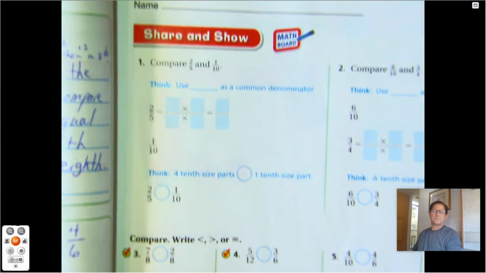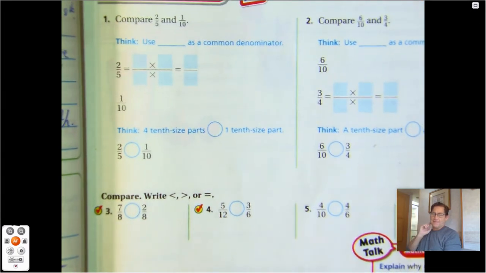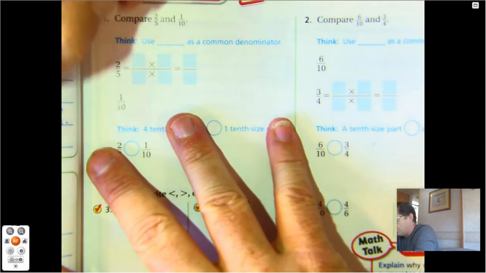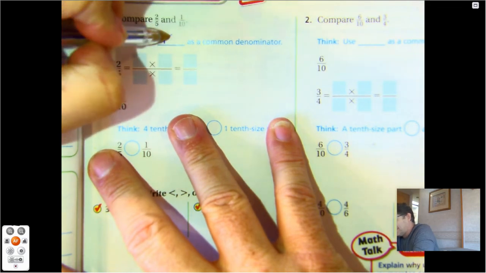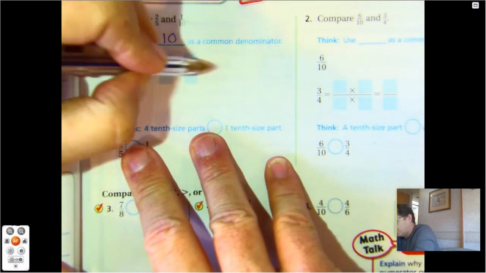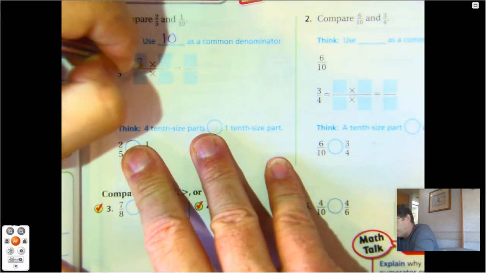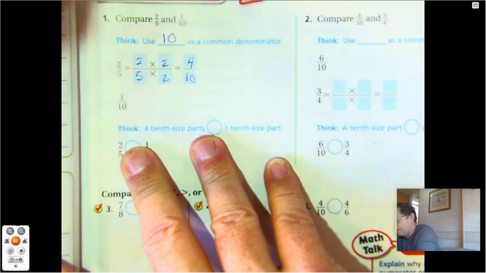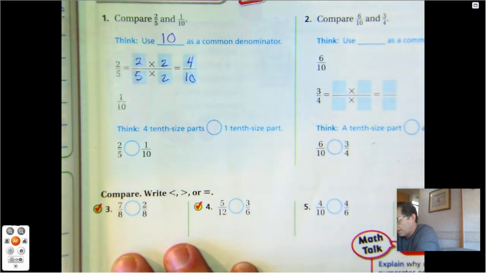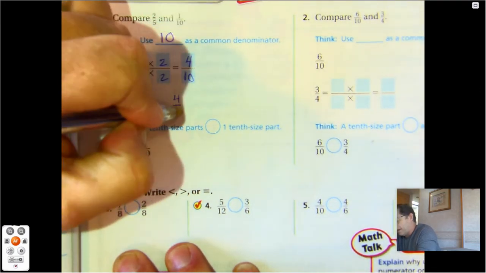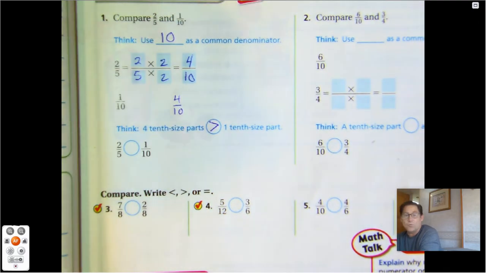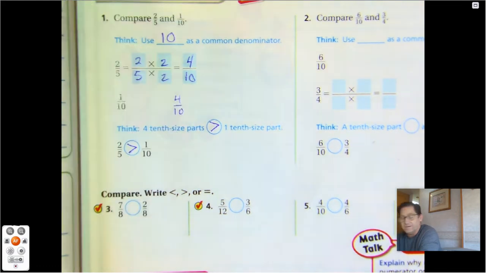All right, compare 2/5 and 1/10. So let's find a common denominator. Use 10 as a common denominator. 2/5 times what would give us 10? Well, 2 over 2, right? 5 times 2 is 10. 2 times 2 is 4. So 4/10 and 1/10. 4/10 size parts are greater than 1/10 size part. So 2/5 has to be bigger than 1/10.